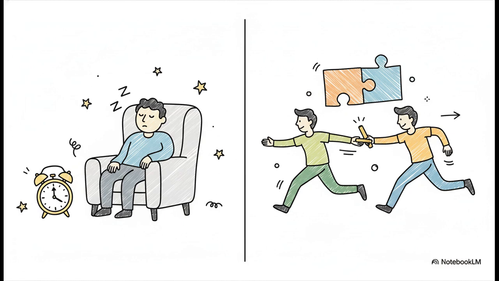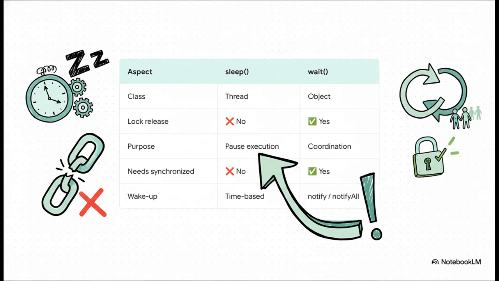It just tells the thread, hey, take a break for a bit. But wait is way more sophisticated. It's a tool for communication, for getting threads to work together. But let's go deeper. First off, where do they live?